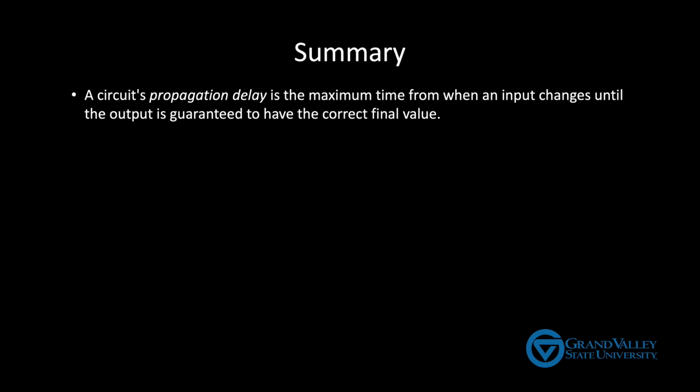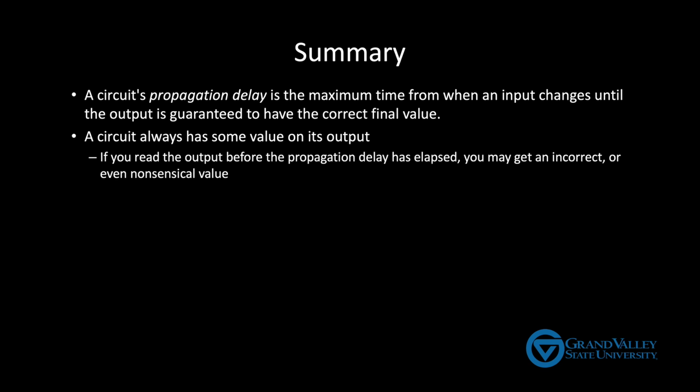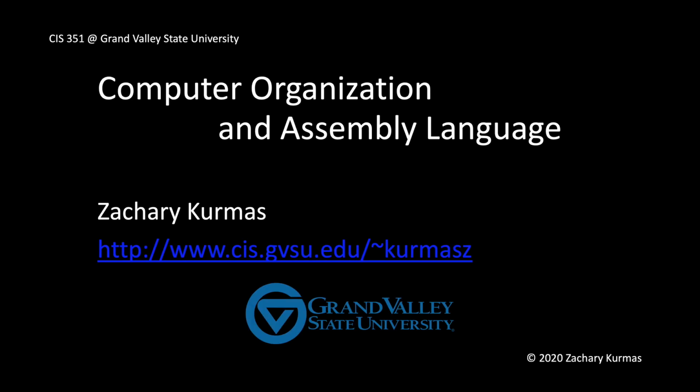So in summary, a circuit's propagation delay is the maximum time from when an input changes until the output is guaranteed to have the correct final value. But during that time, the circuit will still have some value on its output. So if you read that output before the entire propagation delay has elapsed, you might get an incorrect or even nonsensical value. In the next video, we'll see how to combine the propagation delays of individual components to figure out the propagation delay of an entire circuit.